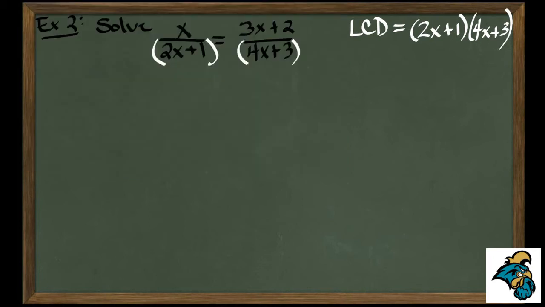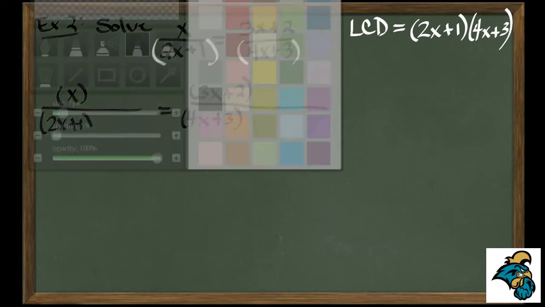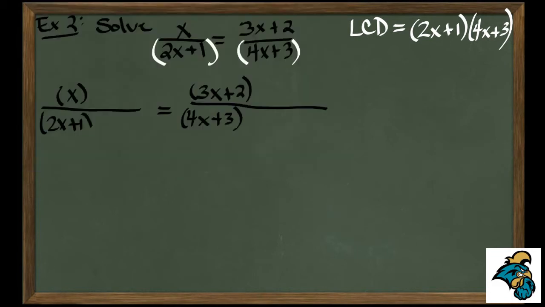Now, let me rewrite what I started with. I'm going to write it in parentheses: I had x on top and 2x plus 1 on the bottom. Over here I had 3x plus 2 in the numerator, and 4x plus 3 in the denominator. Now I can show you how to get that least common denominator. What is missing on the left-hand side from our denominator? Well, 4x plus 3. So I'm going to put that in the denominator.